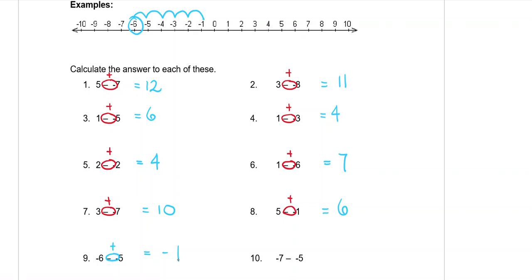And question 10, the two minuses in the middle make a plus, but we are starting at a negative 7, and I want to add 5. 1, 2, 3, 4, 5, lands at negative 2. Okay, so don't think that they're all going to be just positive numbers. You can get negative ones in there as well.